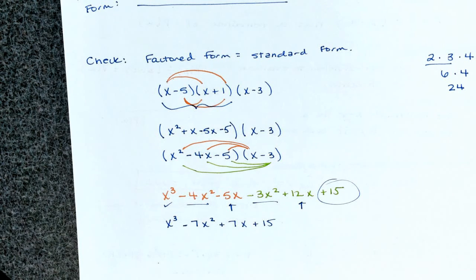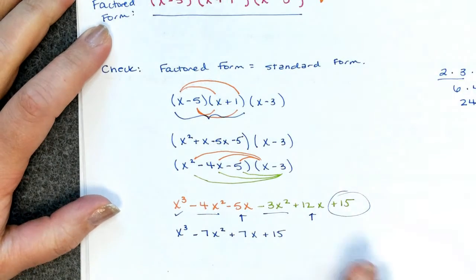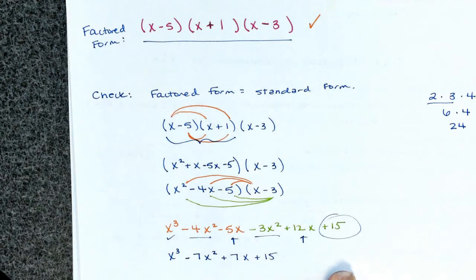There we go. Did our factored form match our standard form? Were they equivalent? Yes, they were. And so that's it. Our factored form matched our standard form. That means that this was correct. This is the correct factored form up here to what we started with.